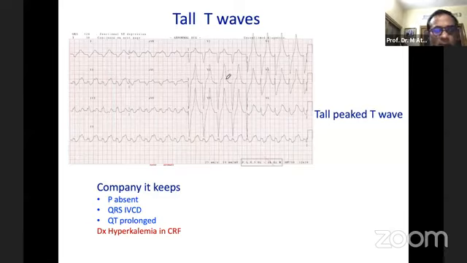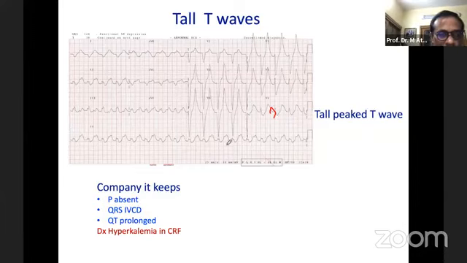So always we have to consider the company it keeps, that is, what other ECG findings are associated with this T wave. In this ECG we cannot see the P waves, that is, the P waves are absent, and the QRS complexes are wide and do not fulfill the criteria of right bundle branch block or left bundle branch block. You can see V6 does not fulfill the criteria of left bundle branch block. So the wide QRS complex fulfills the criteria for neither RBBB nor LBBB. It is a case of IVCD, intraventricular conduction defect.